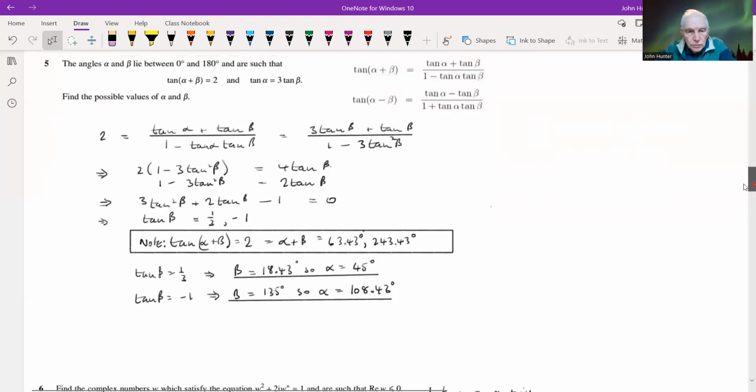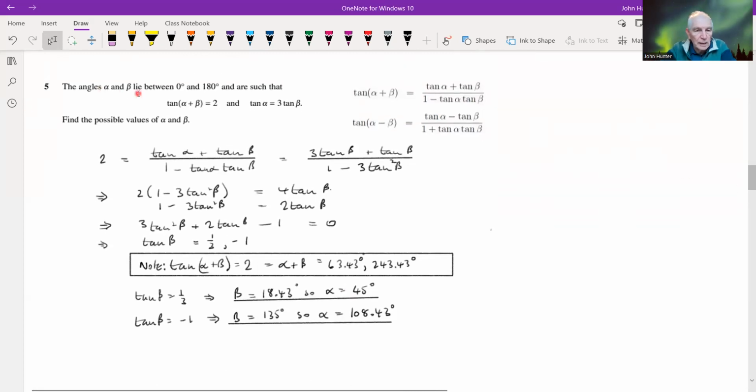Right, okay, another trig question here. The angles alpha and beta lie between 0 and 180 such that tan of alpha plus beta equals 2 and tan alpha equals 3 tan beta. So simultaneous equations, basically. The only thing, though, is we can't do anything with this unless we can actually separate the alpha from the beta. Fortunately, we've got our tan identities, and this is the one we're going to use, tan of alpha plus beta. So if we apply that, let's have a look. That 2 equals, yeah, tan of alpha plus beta is equal to this.